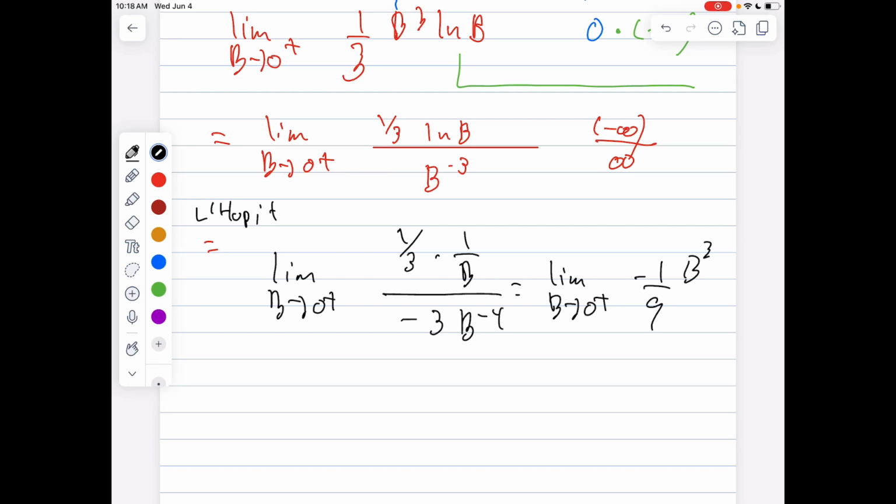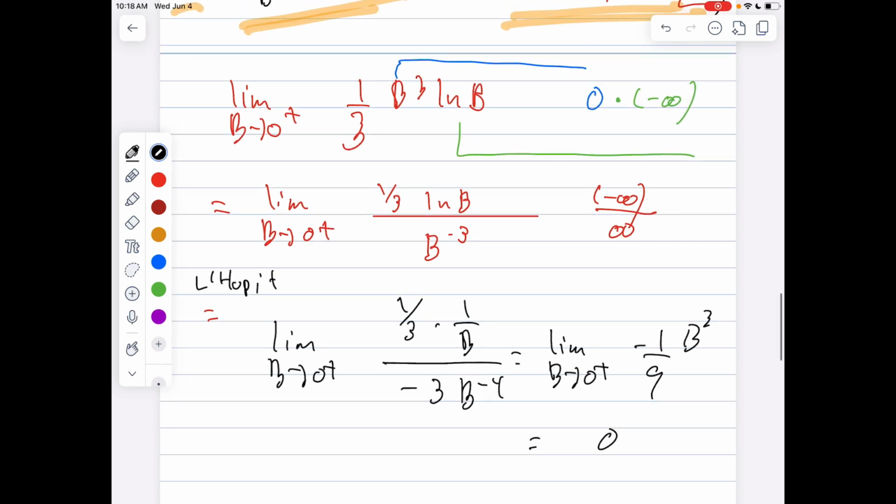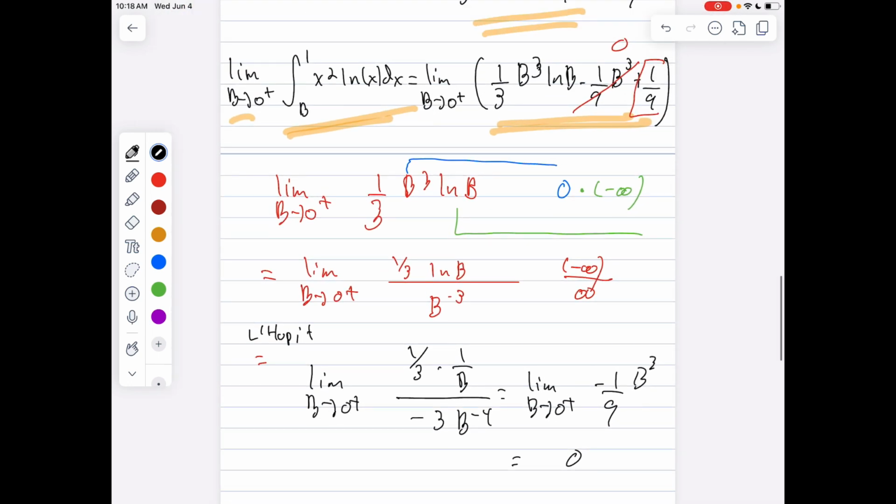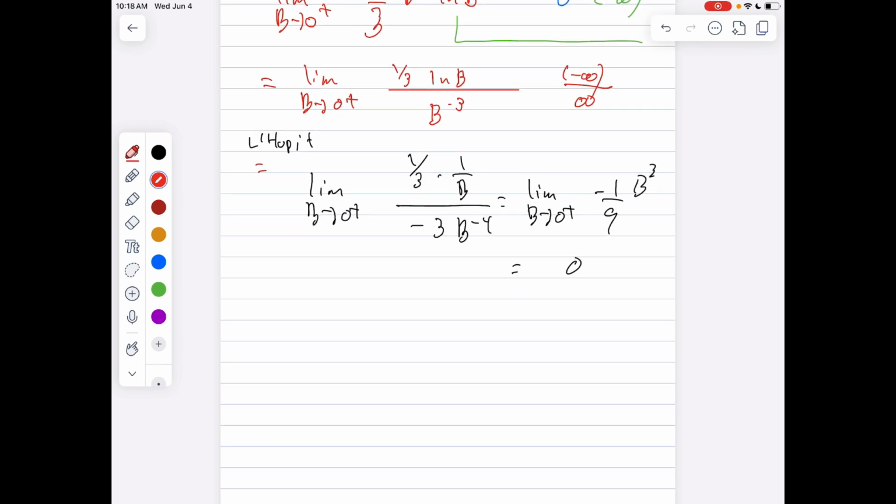You would take that limit now, and that's just going to give you 0. So the whole thing we had, the 1/3 b cubed ln b, goes to 0. So your final answer is 1/9, and we would say that this integral converges. And that's what your answer would come out to.